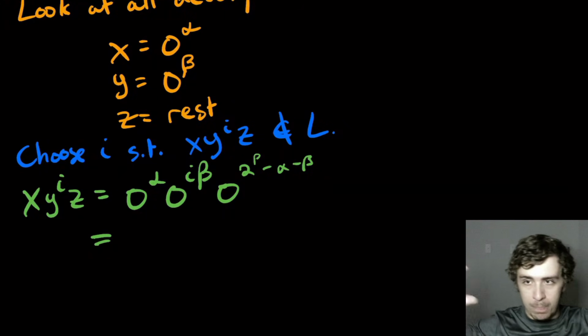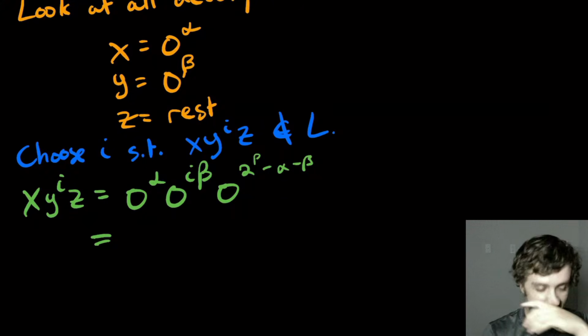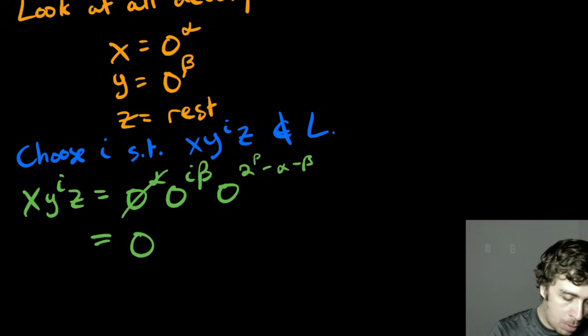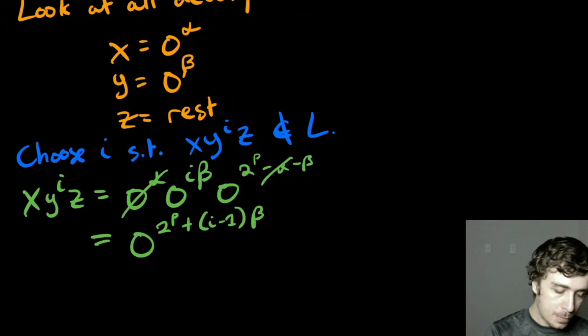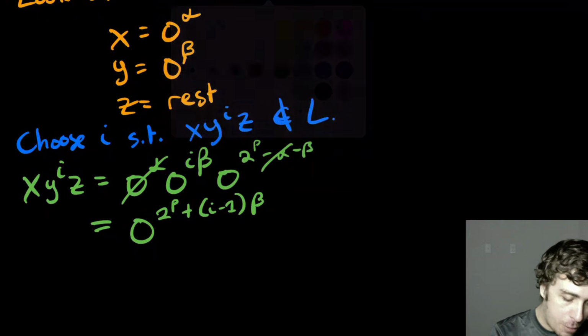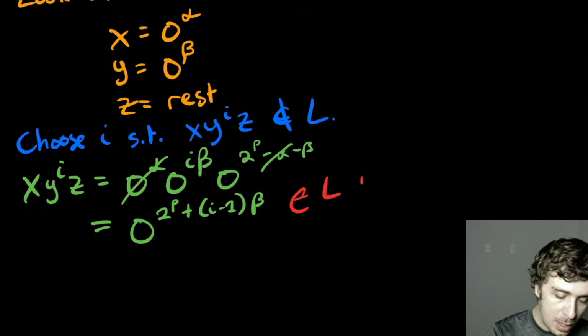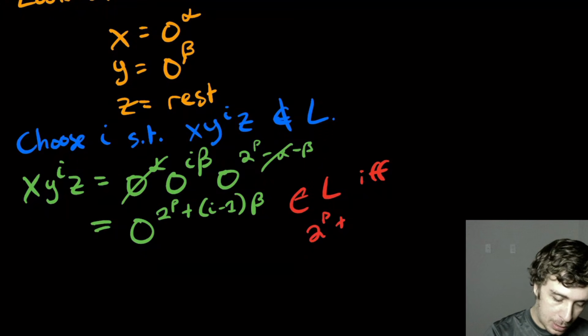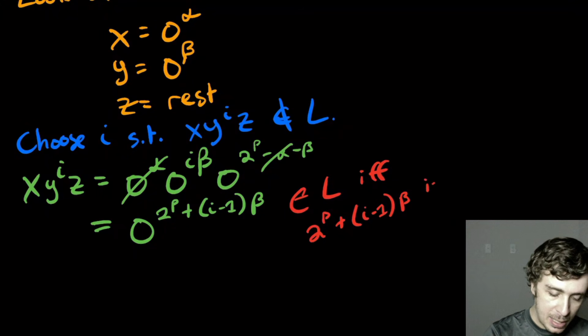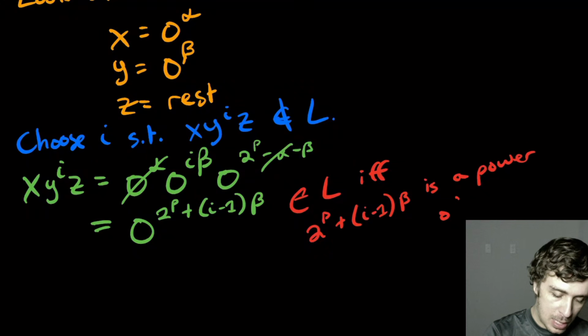So since we have a whole bunch of zeros, we can collapse them together to get a single exponent. Well, the alphas are going to cancel. So I'm going to have 2 to the power P plus I minus 1 times beta. So what we can infer from this is that this thing is in L if and only if that exponent, 2 to the P plus I minus 1 times beta, is a power of 2.